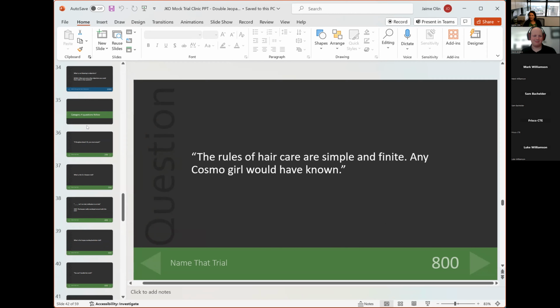The rules of hair care are simple and finite. Any Cosmo girl would have known.